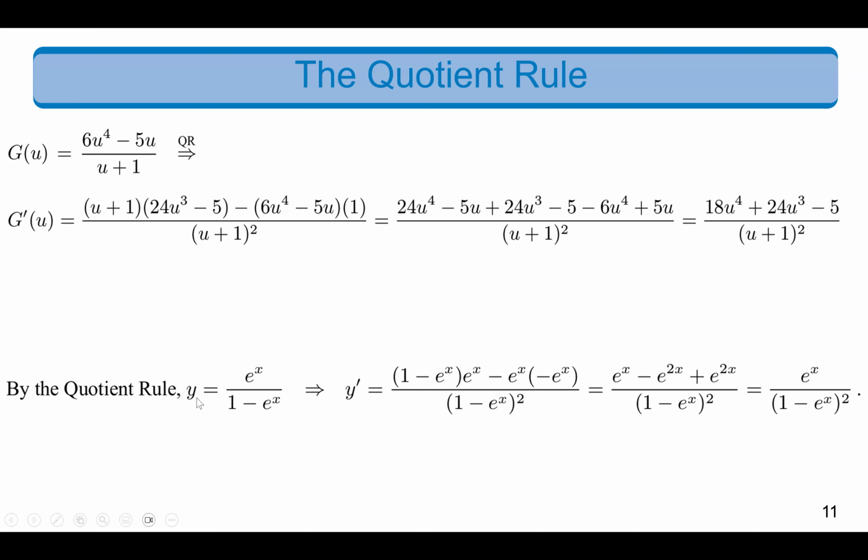Now let's see the second example. It's a quotient again because we have x times e to the power x divided by 1 minus e to the power x. So we have two functions divided.